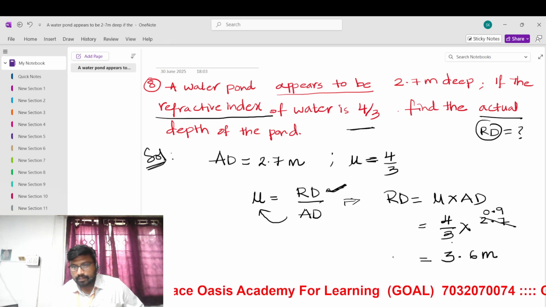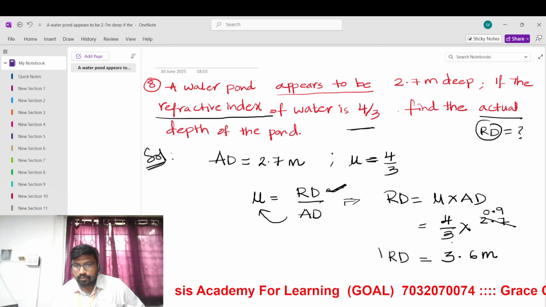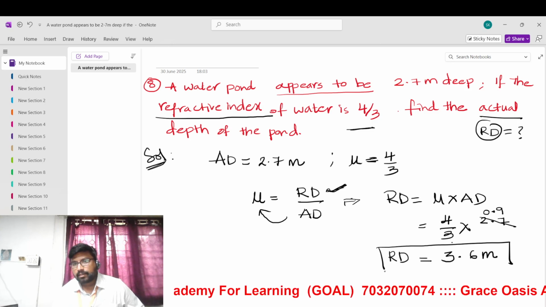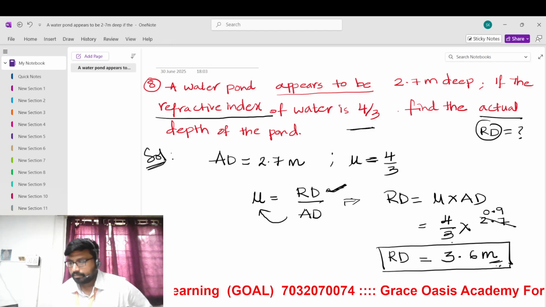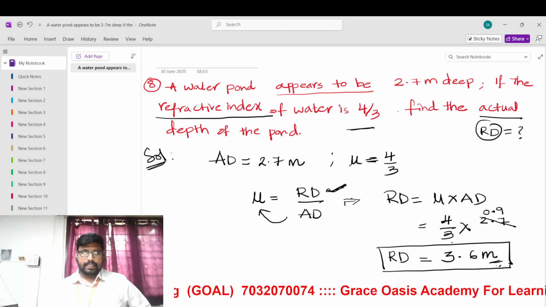So units are very, very important in physics. If you don't mention the unit, the answer is wrong, default wrong. We have to mention it always, right? M. Okay, right, take it down.